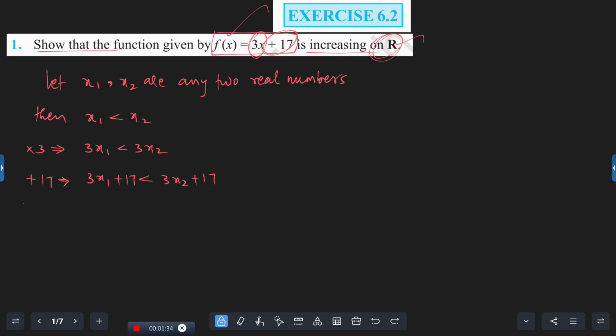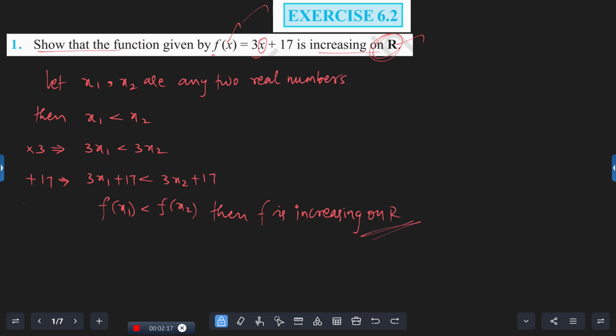Listen children, here f of x we are telling. So for x1, what we have to say? f of x1 we have to say. f of x1 less than f of x2. When x1 is less than x2, the function value is also less, which is an increasing function we can say. Then f is strictly increasing, which is also an increasing function. So you can write f is increasing on R.